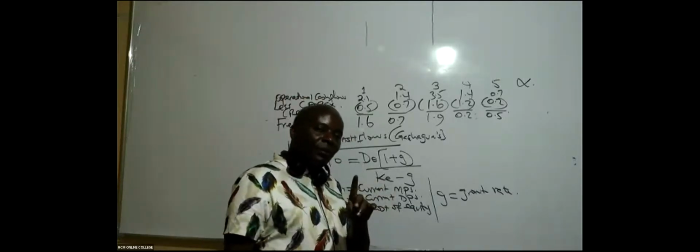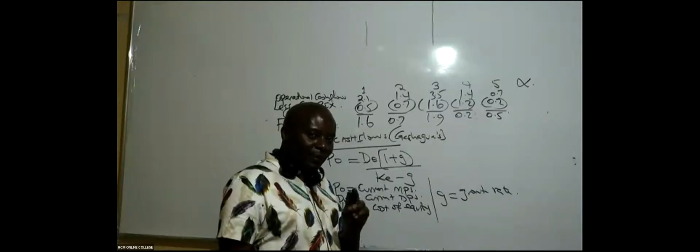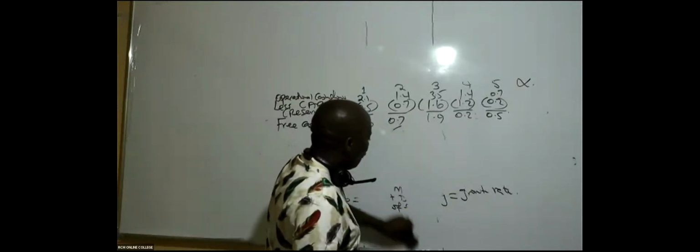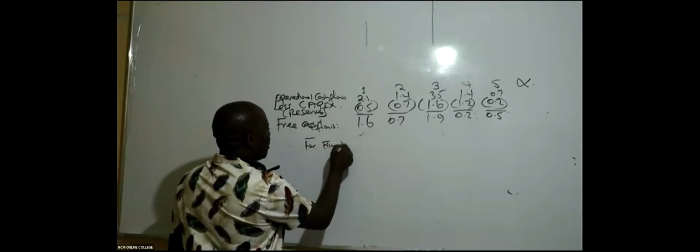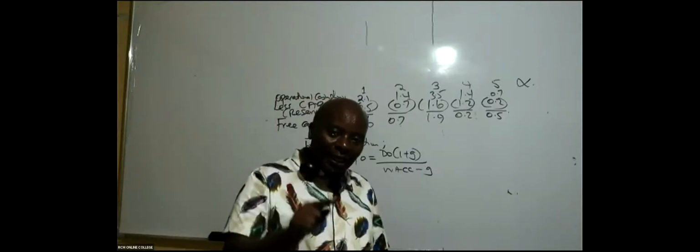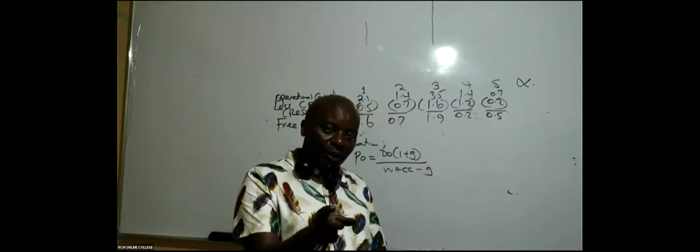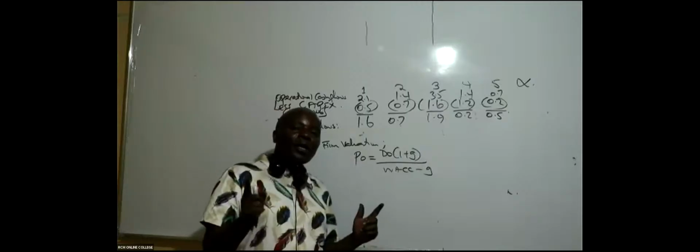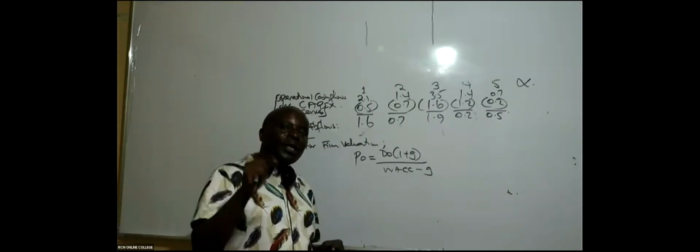However, I would want you to know one thing: the firm that we have has both debt and equity. Therefore, for firm valuation, we shall use the following formula: P0 equals D0 into (1 plus G) over WACC minus G. Because remember, our cost of capital is not just KE alone. We have debt; we have a gearing ratio of 40%, so it's both of them. Later on, for ordinary share valuation, we shall only use KE, because with ordinary shares we're not looking at the debt component.